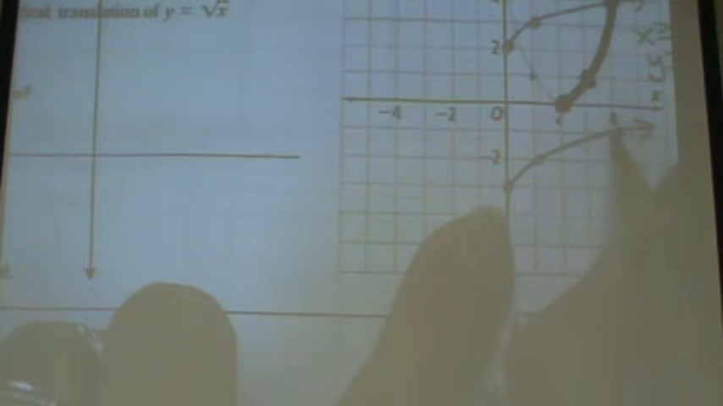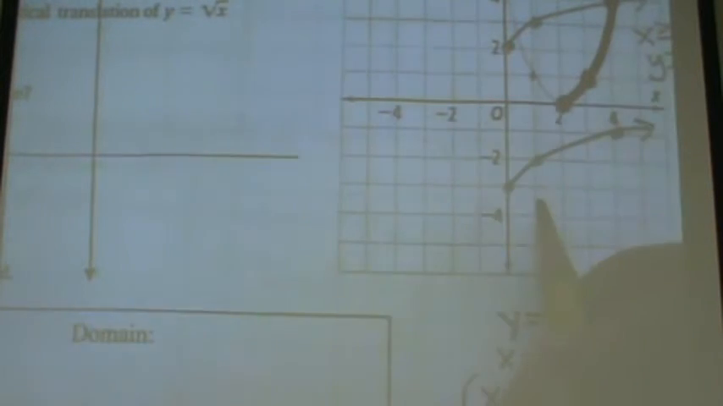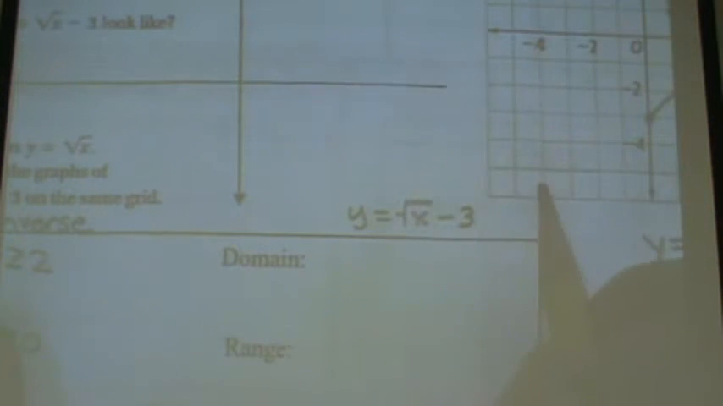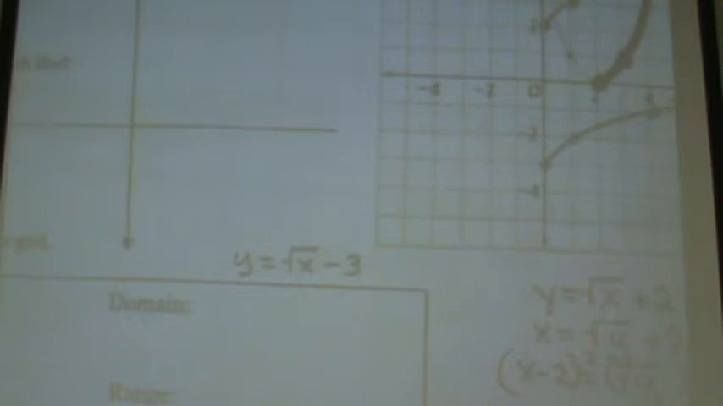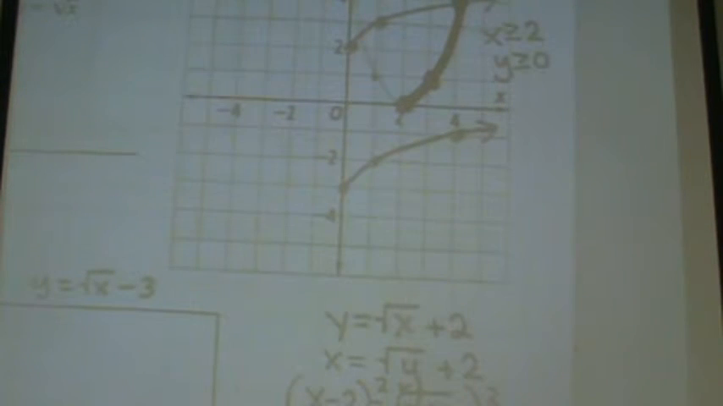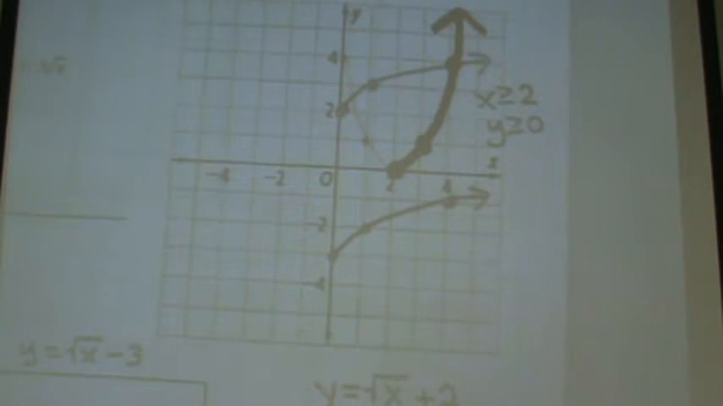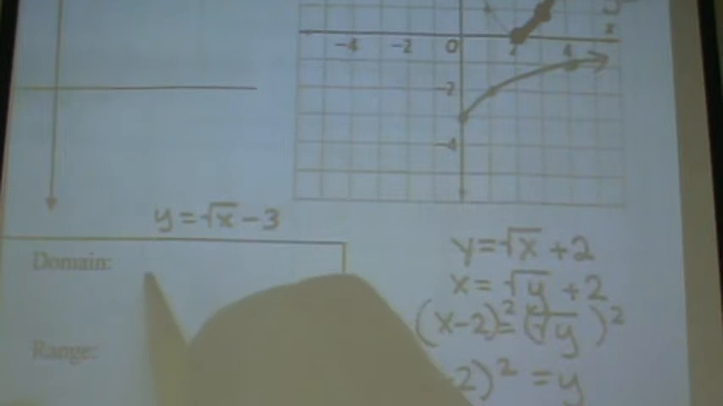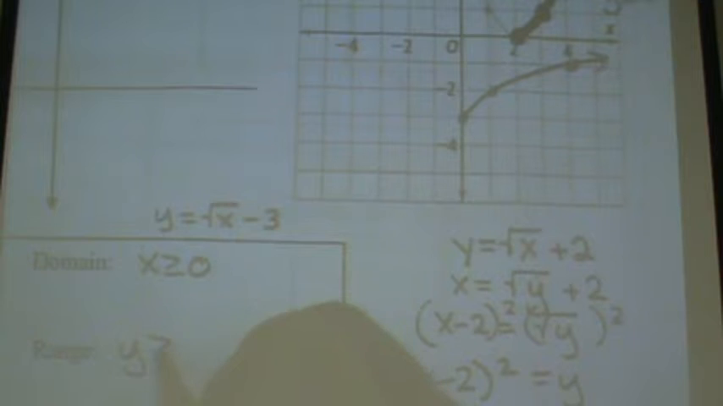Can you tell me the domain and the range of this function? What's the domain? Write it right here. Wouldn't that last one be from zero, because you said you're going over 4, up 2? So what's the domain and the range of this one? Domain is x greater than or equal to 0 and y is greater than or equal to negative 3.